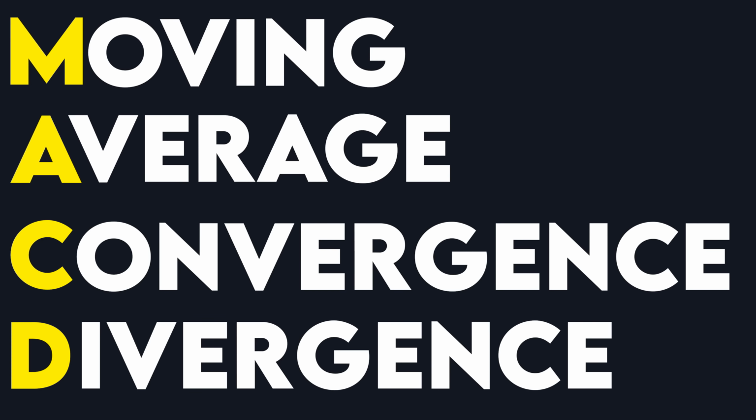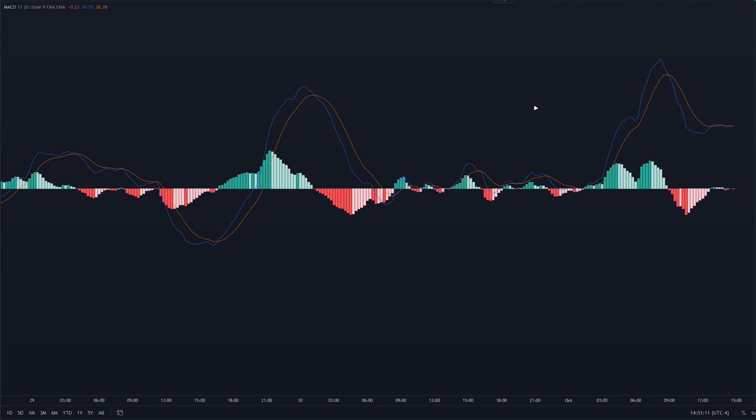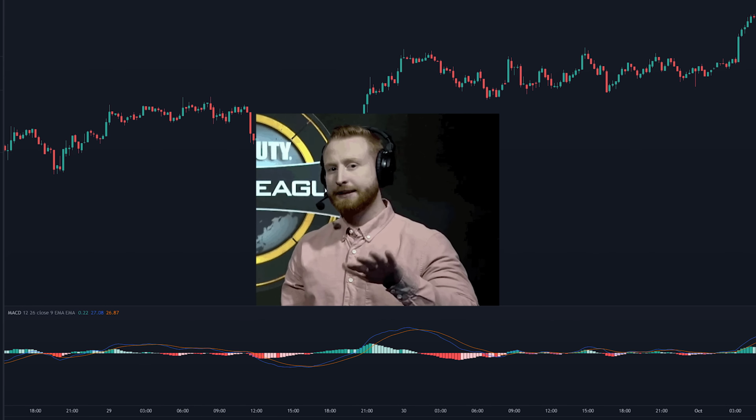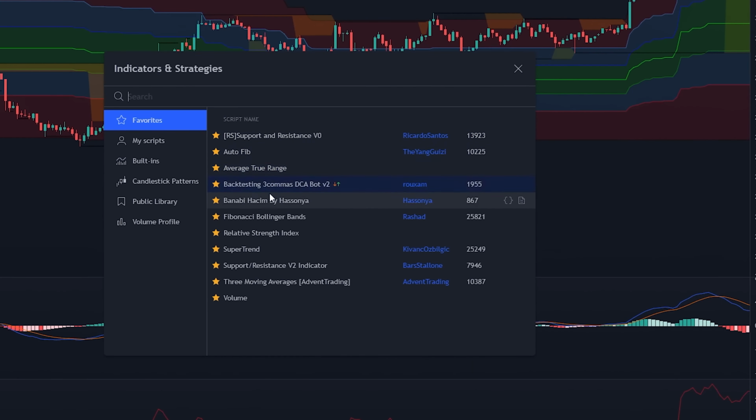The MACD, or the moving average convergence divergence, is one of the most popular technical indicators used by traders. Essentially, this indicator uses moving averages to find trends in the market, and it's pretty damn good at it too. Now, if you're an experienced trader, you've probably used or heard about this MACD indicator before, but the MACD indicator by itself is just alright, to be honest. So make sure you watch this full video to see how I pair it with some other indicators to make it perform so much better.